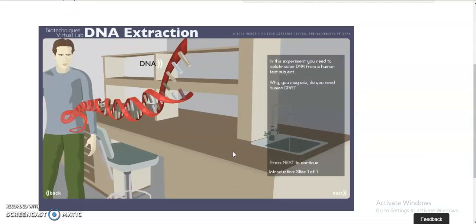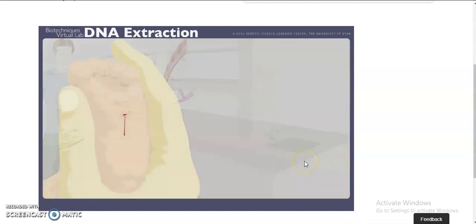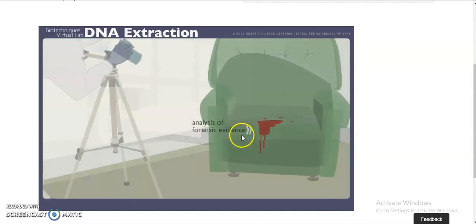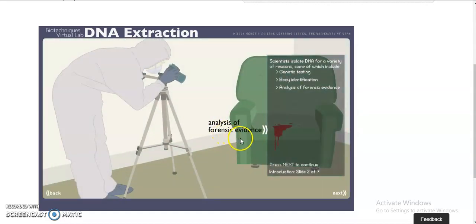In this experiment, I need to isolate some DNA from a human test subject. This is genetic testing, for identification, and analysis of forensic evidence. Scientists isolate DNA for a variety of reasons, some of which include genetic testing, body identification, and analysis of forensic evidence.